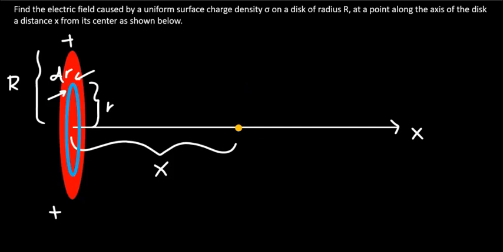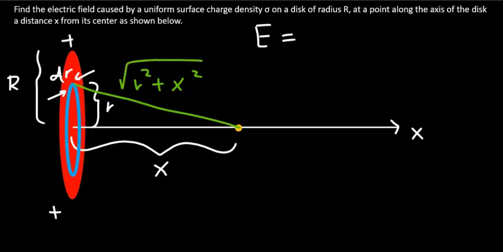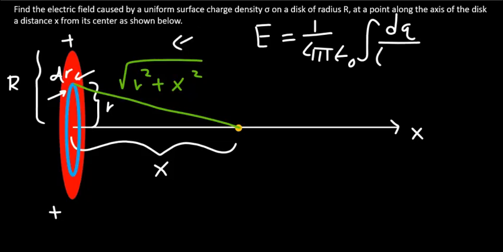So let's just do that. Before that, we need to specify this distance from that ring to the point of observation. We know from Pythagoras' theorem that distance is just the square root of r squared plus x squared. So the electric field due to that particular ring is given by 1 over 4 pi epsilon naught integral dq over the square of this distance, which is r squared plus x squared. First, we need to settle the direction of this electric field.